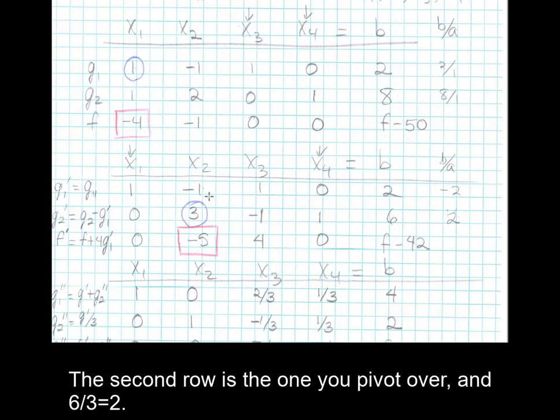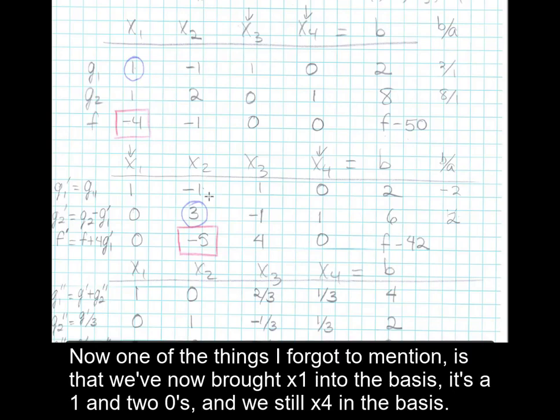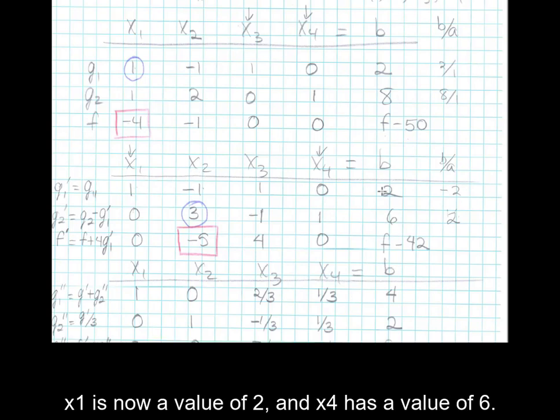The second row is the one you pivot over, and 6 over 3 is 2. Now, one of the things I forgot to mention is that we've now brought x1 into the bases. It's a 1 and 2 zeros. We still have x4 in the bases. x1 is now a value of 2, and x4 has a value of 6.